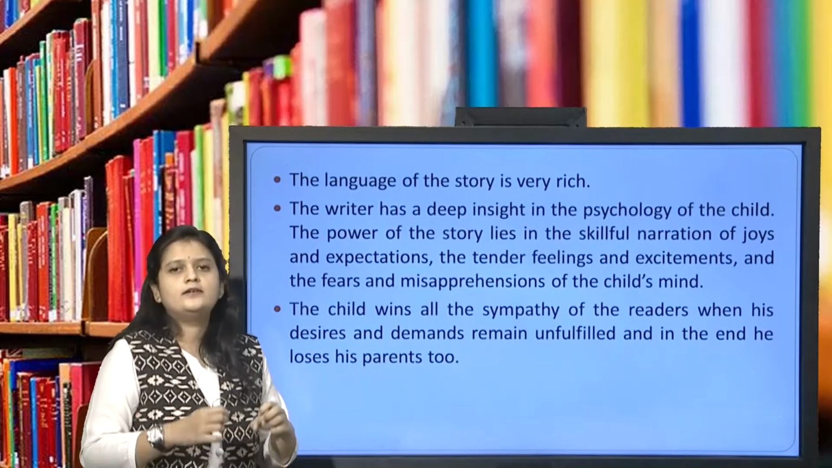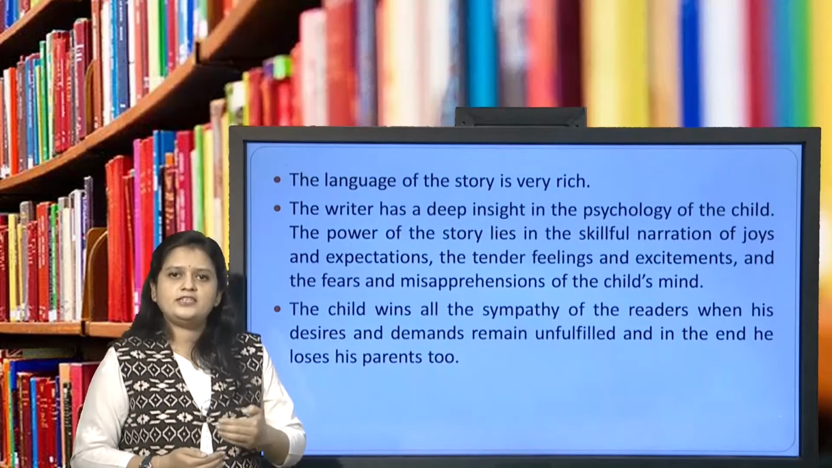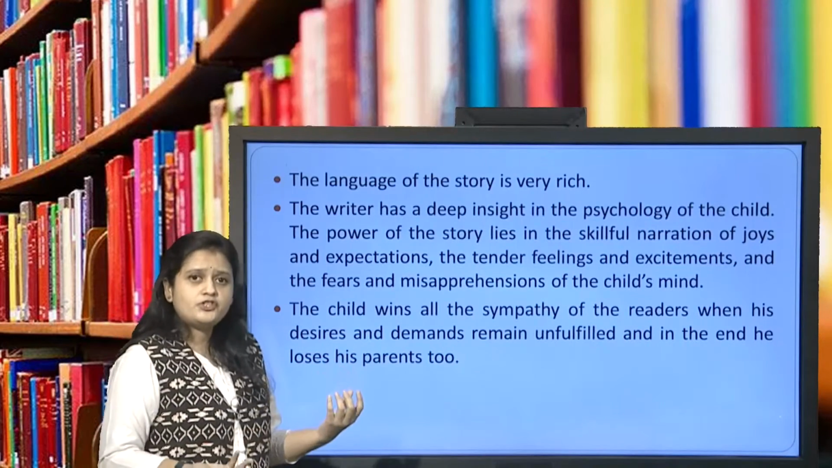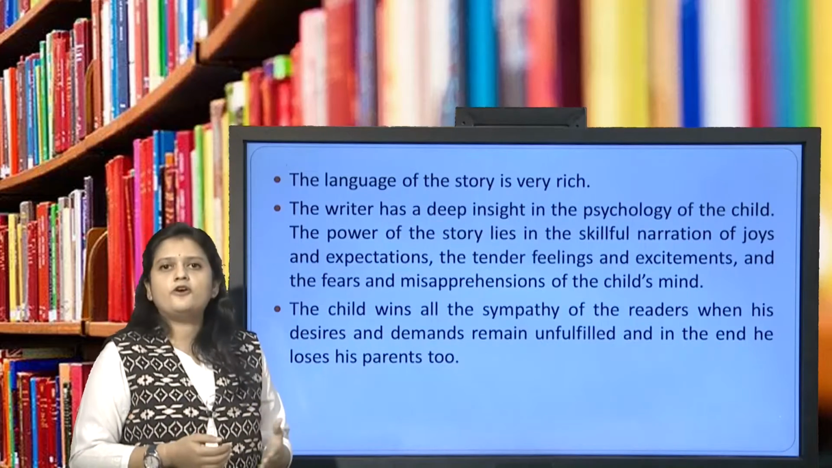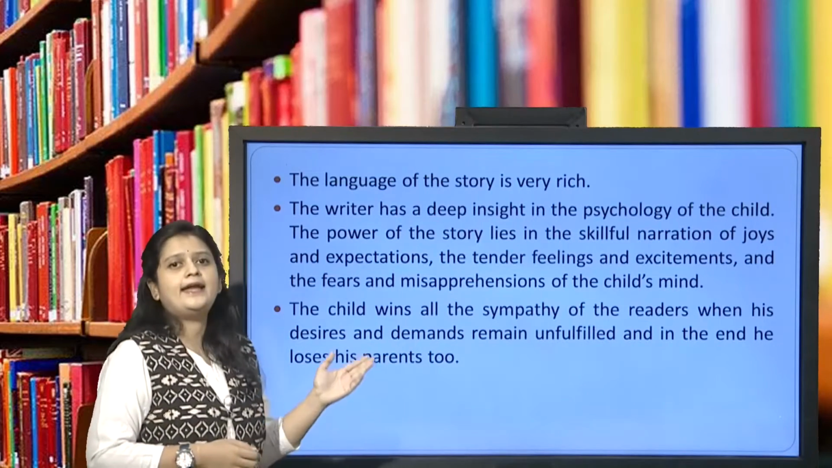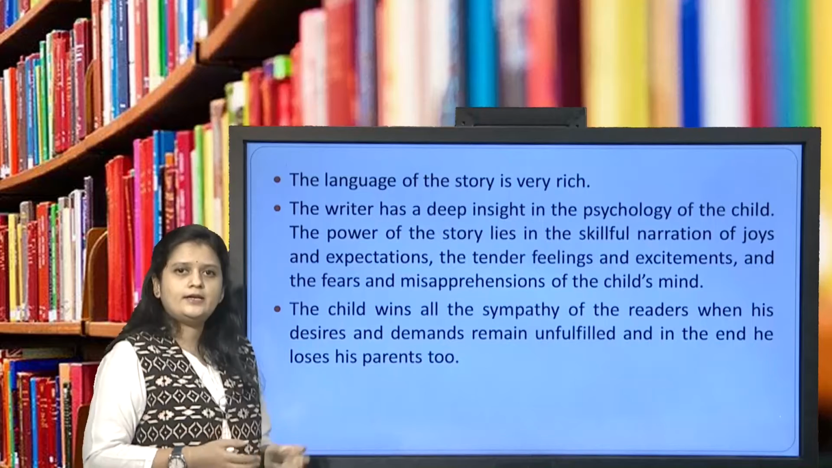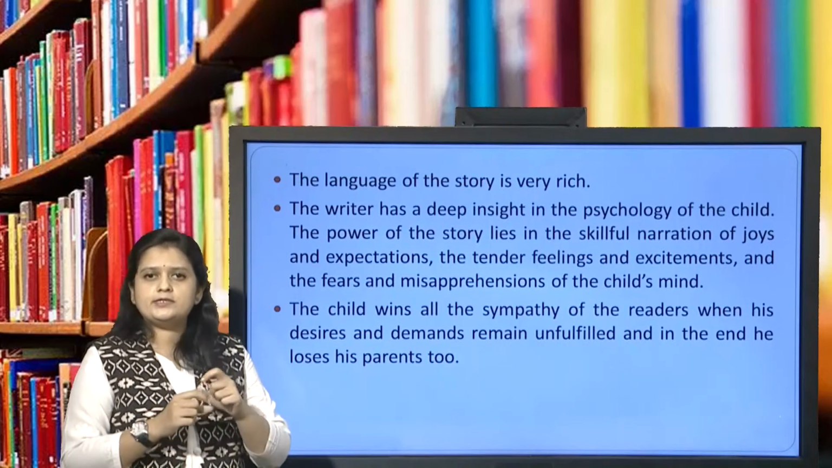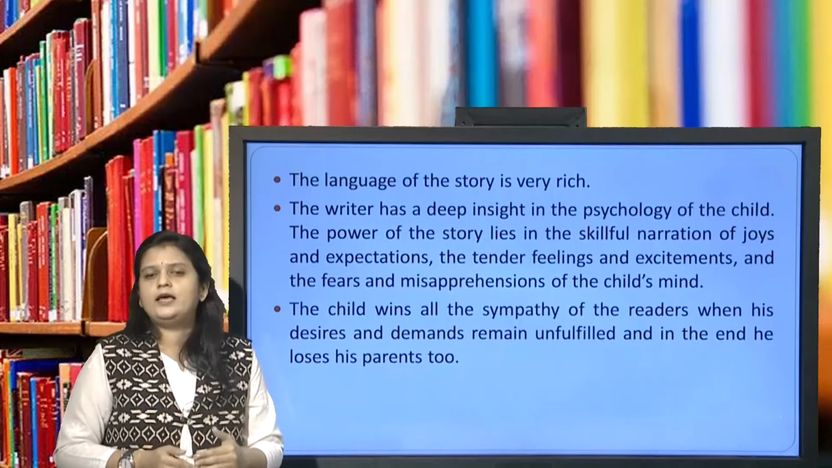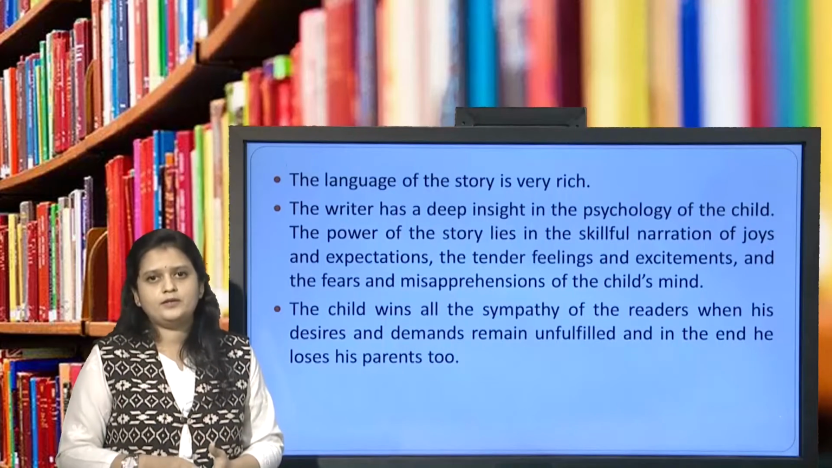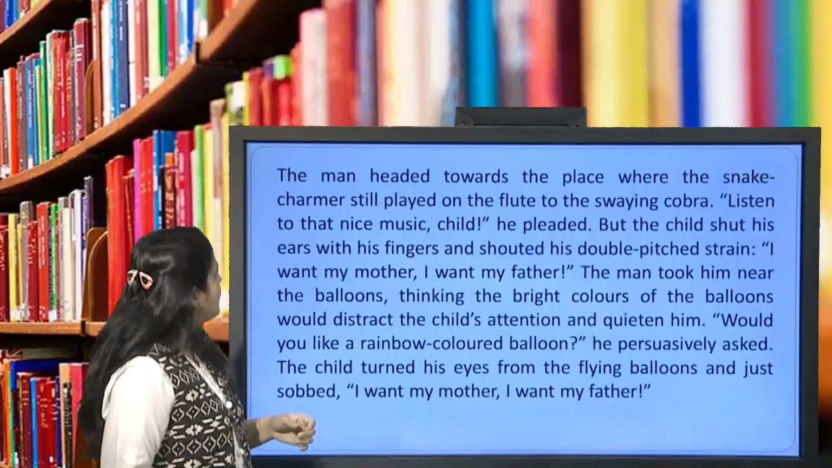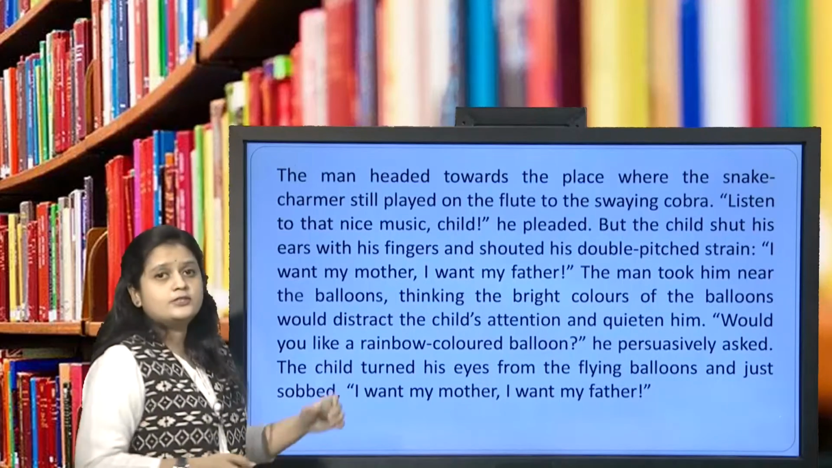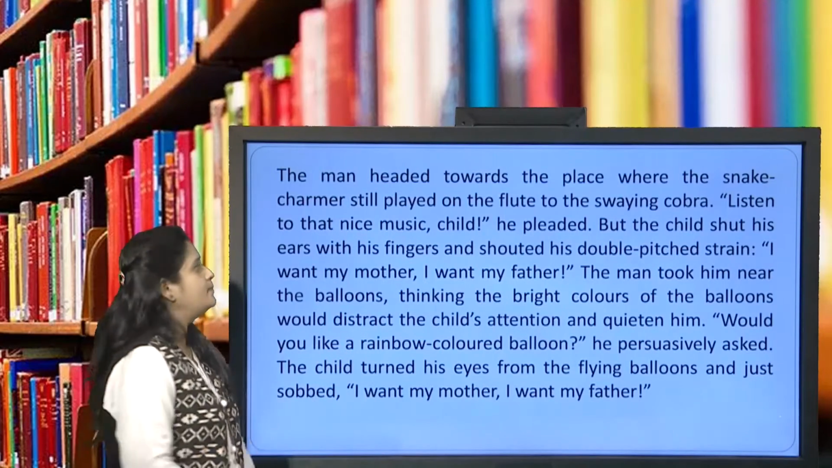A small child goes through so many varieties of experiences in this one event. The child at the end of the story wins all the sympathy of the readers when his desires and demands remain unfulfilled, and in the end he loses his parents too. So the story ends with these lines said by the child: I want my father, I want my mother. I would just like to read some lines from the story, and it is the ending of the story as well.